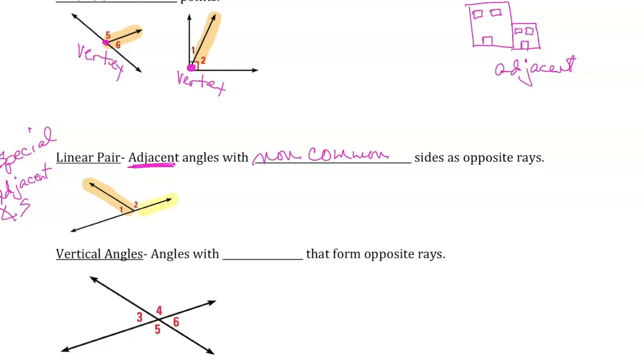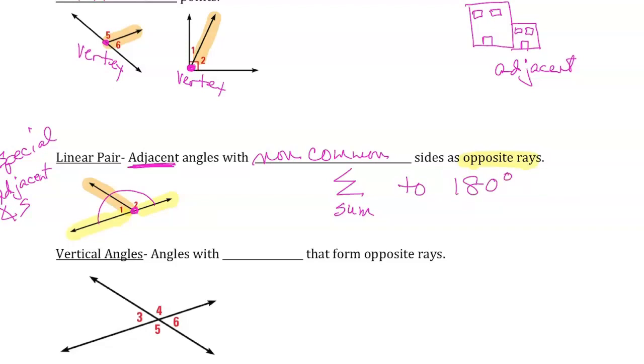These are non-common. And look, aren't they going opposite directions? So those are the opposite rays. So this is what they're speaking about. Those are adjacent. They are a linear pair. They are on a line. And guess what happens? They sum, so this symbol means sum, to 180 degrees.